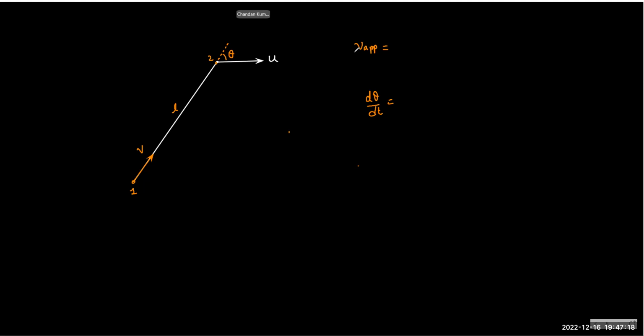Sir, is it (v minus u cos theta) by L? Once again, the approach is how much? V minus u cos theta by L. This is the v approach, no? And for d theta by dt is how much? No, that's totally wrong. This is correct. This is v approach. That's it.